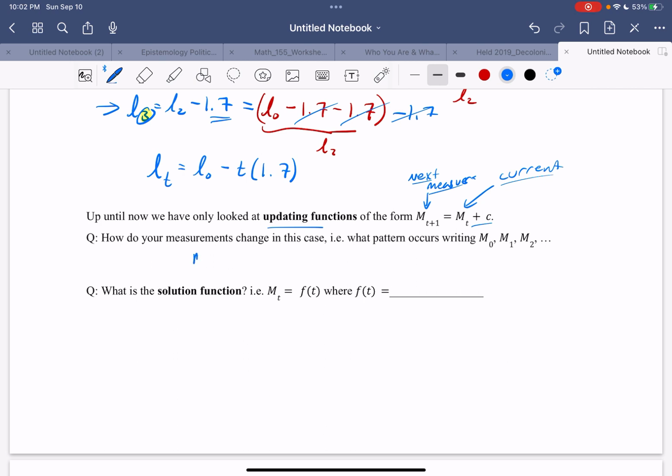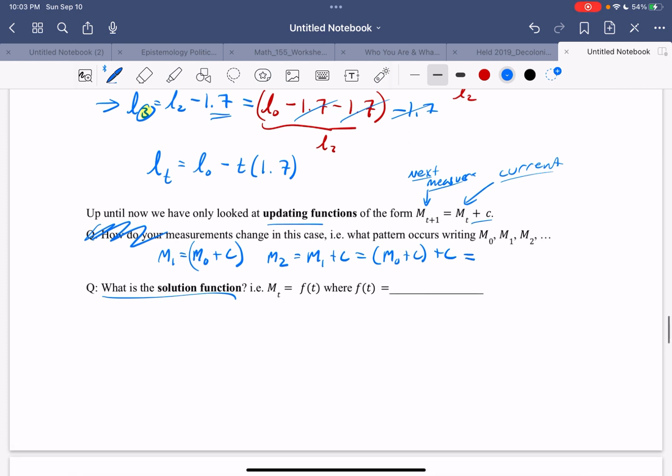Okay, I think what I was going for here is just M1 is equal to M0 plus C. M2 is equal to M1 plus C. And then we want to substitute what M1 is. It's M0 plus C plus C. I should have just said find a solution function. Don't even worry about that. Let's just find a solution function. So, hey, there's two C's here. This is M0 plus two C's.